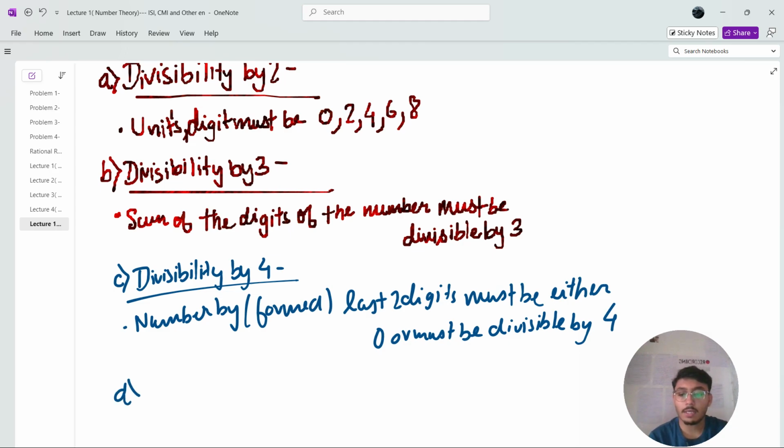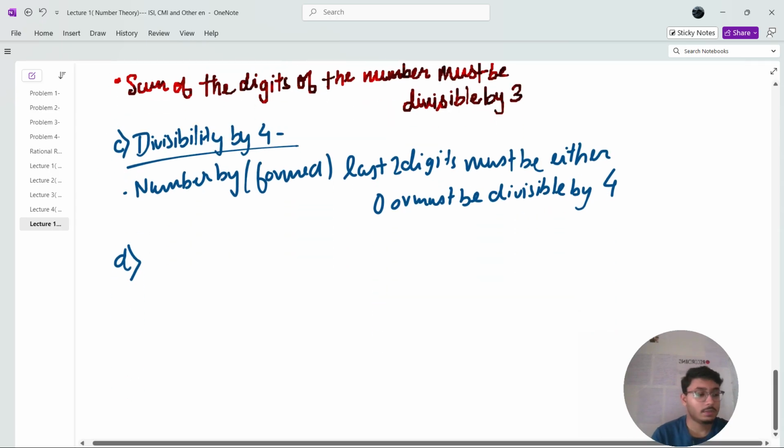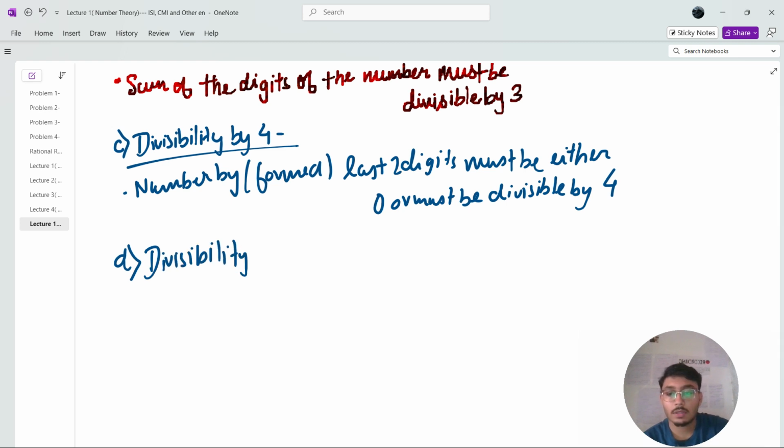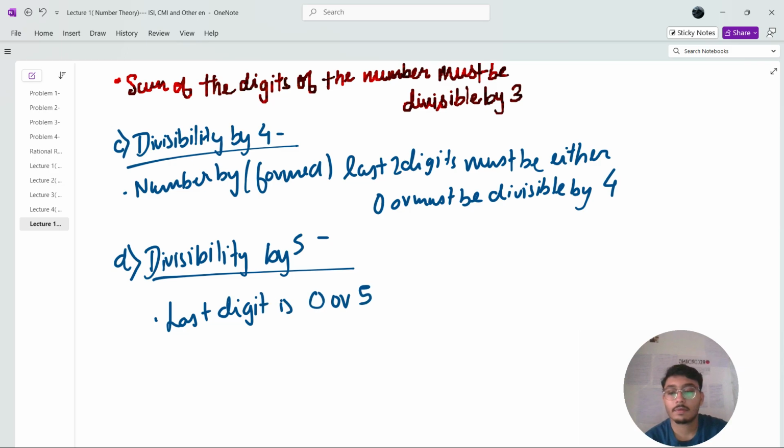Next, my number D, which is your divisibility by 5. Divisibility by 5, very easy. Last digit is 0 or 5.